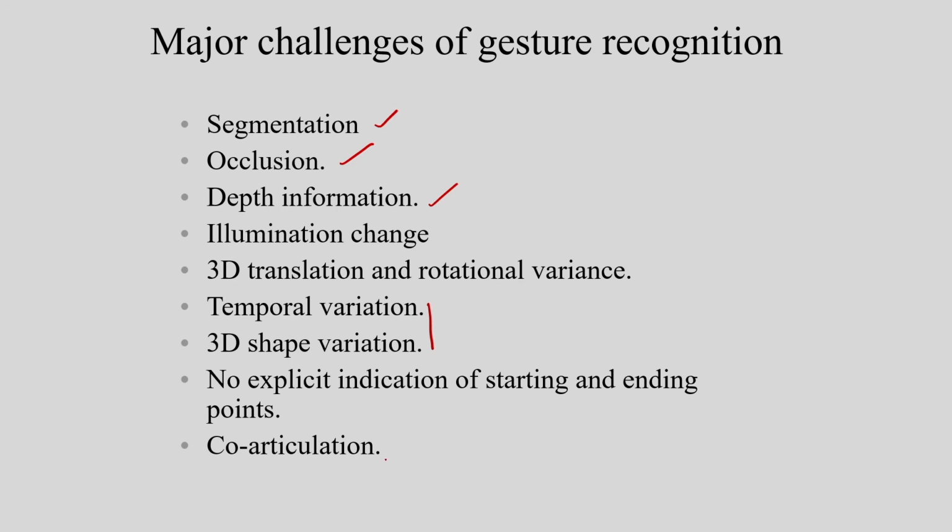And one important point is the co-articulation. That means the current gesture is affected by the preceding and the following gesture. So one gesture may be part of another gesture. This problem also we have to consider. That is the co-articulation problem. So these are the major challenges of gesture recognition.